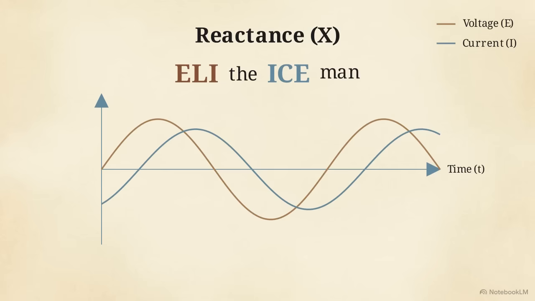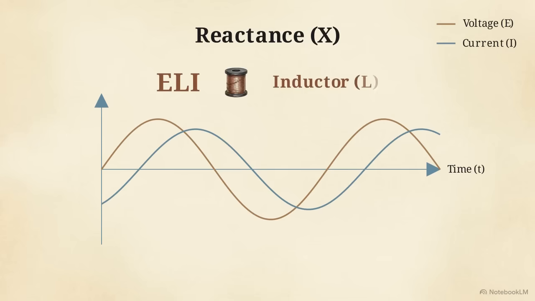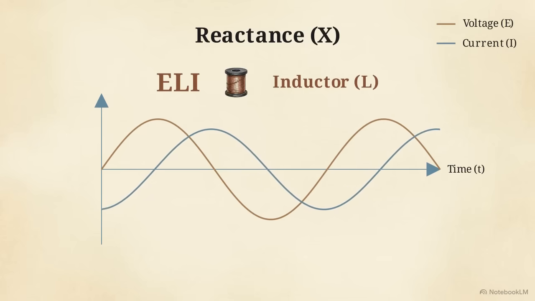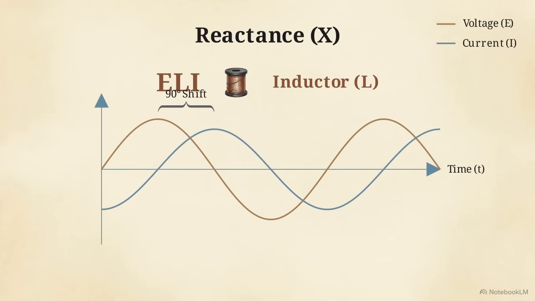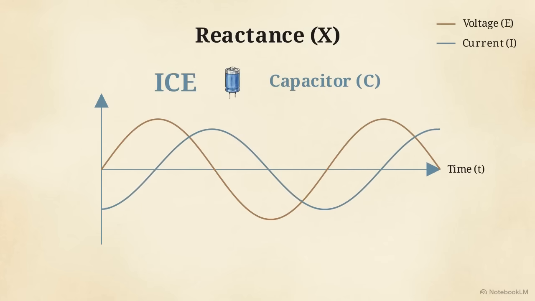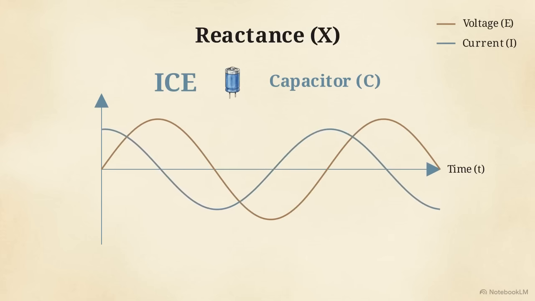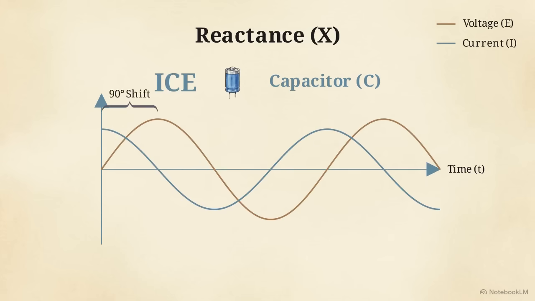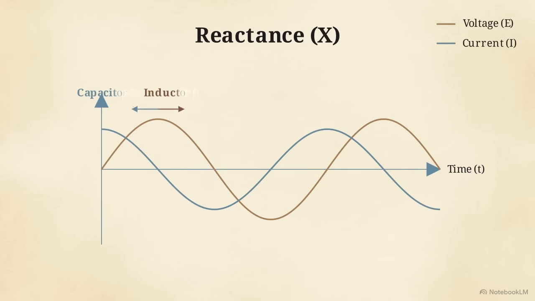Let's look at ELI first. In an inductor, represented by the letter L, the voltage, denoted by E, leads the current, I, by exactly 90 degrees. For ICE, the relationship flips. In a capacitor, the letter C, the current, I, leads the voltage, E, by 90 degrees. This means the inductor and the capacitor pull the timing of the circuit in opposite directions.